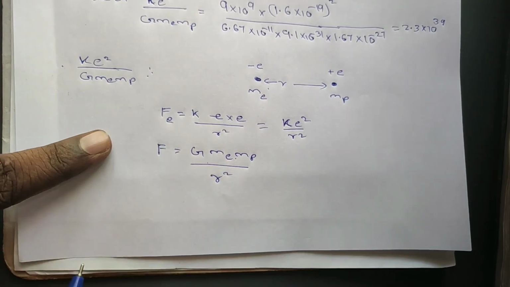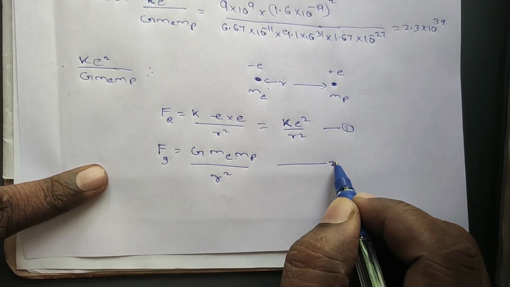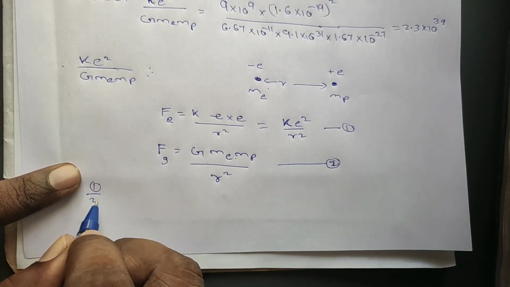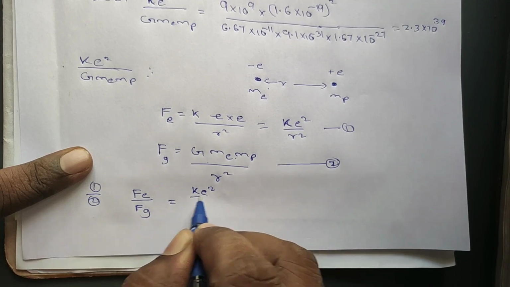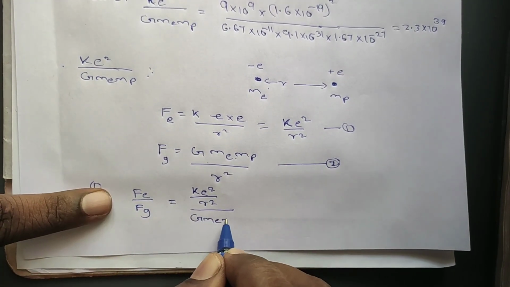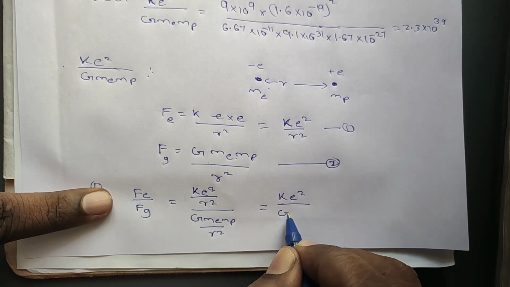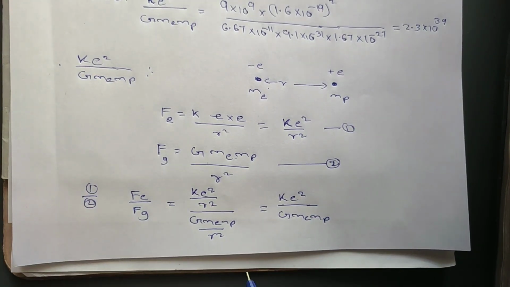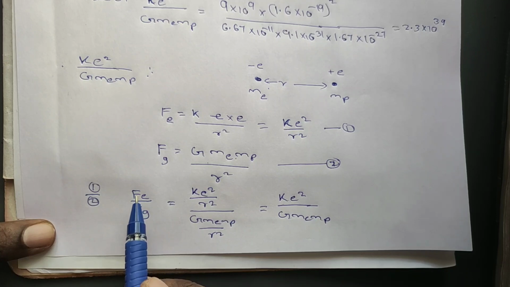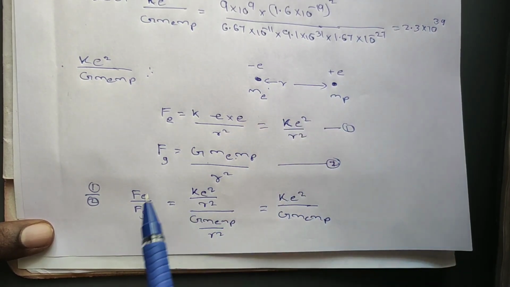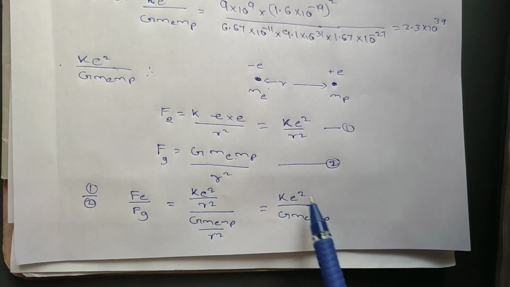For understanding this, Fe is the electrostatic force, Fg we can consider as gravitation force. This I will consider as equation number 1 and this I will consider as equation number 2. Just take the ratio of 1 by 2. What is 1 by 2? Fe divided by Fg is equal to what you will get? K E square divided by r square divided by G ME MP by r square. Here r square cancels. So we will get K E square divided by G ME MP. So from this what we can see? This value is the ratio of Coulomb's force between electron and proton to gravitation force between electron and proton. Okay, that is what this quantity signifies.